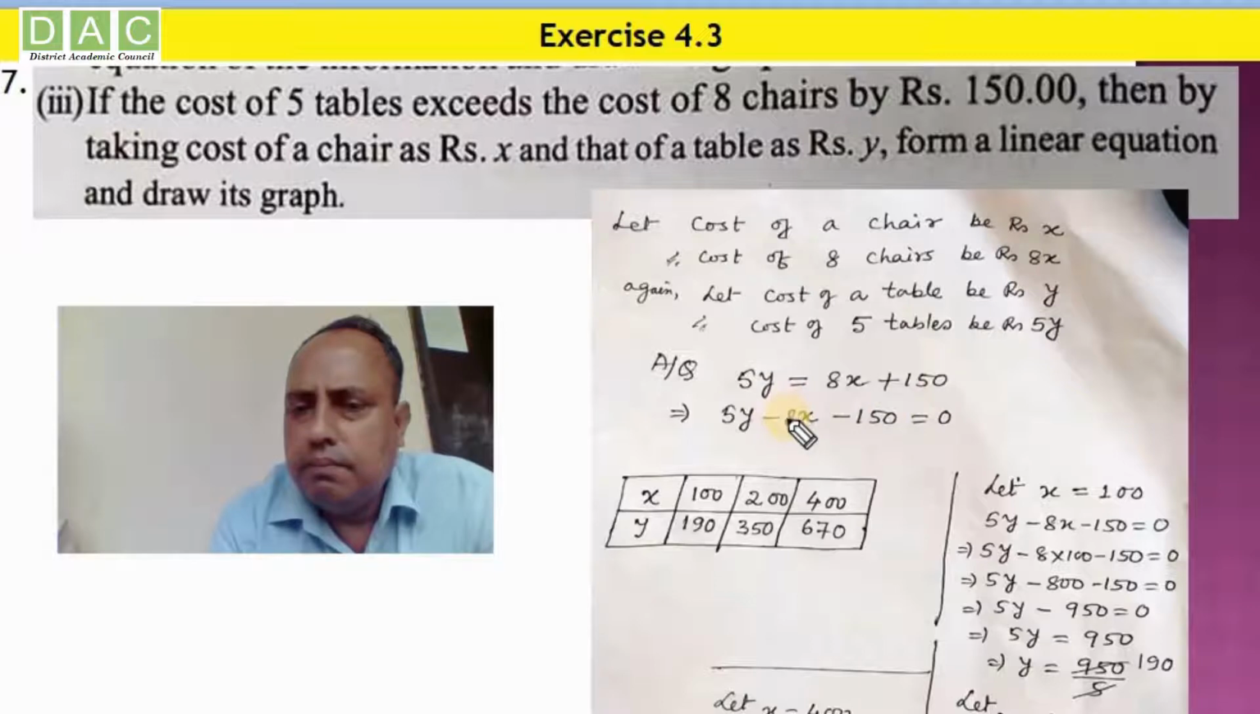Now the next line implies 5y; plus 8x will come this side as minus 8x, and plus 150 will come this side as minus 150, equals 0. This is the linear equation in two variables. Now we will make a table from this equation.